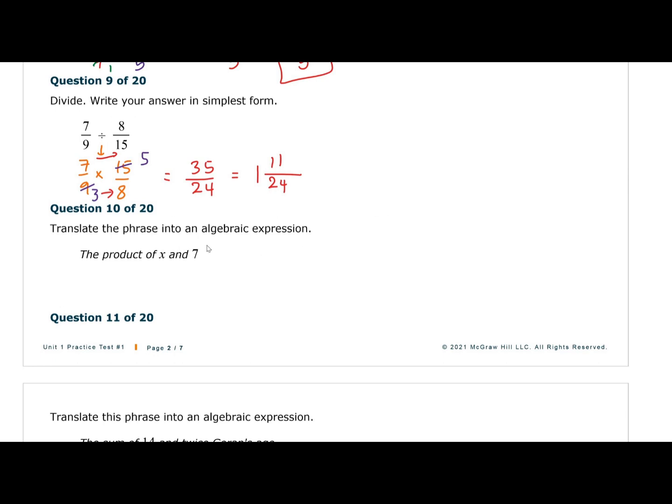Question number 10. Translate the phrase into an algebraic expression. The product of x and 7. Product means multiply, so x times 7. But we normally write it as 7x instead of x times 7. That would be the answer.